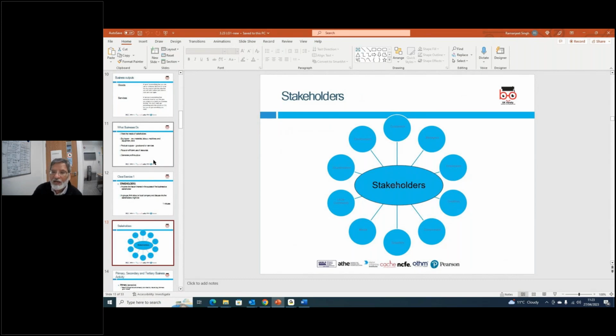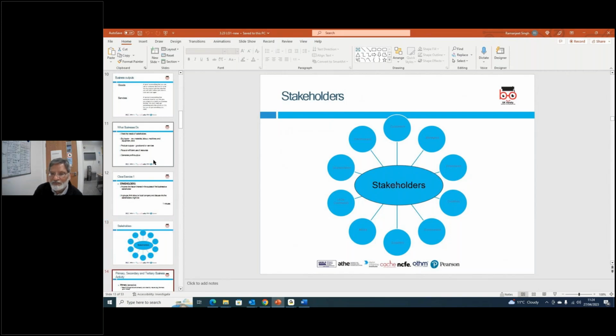Similarly, a shareholder is also a stakeholder in a company because they can dictate the running of the organization. So stakeholders are not necessarily shareholders, but shareholders are stakeholders. Okay, right. So there are different stakeholders.